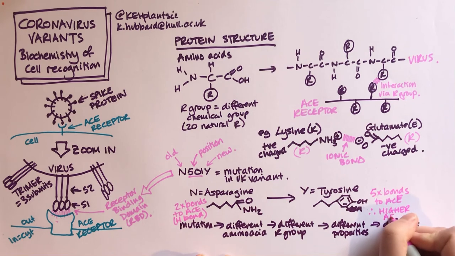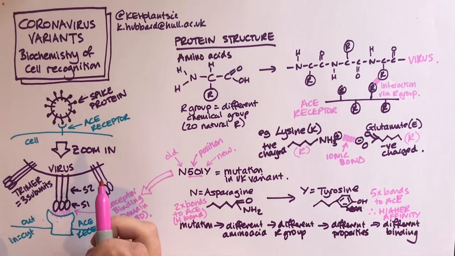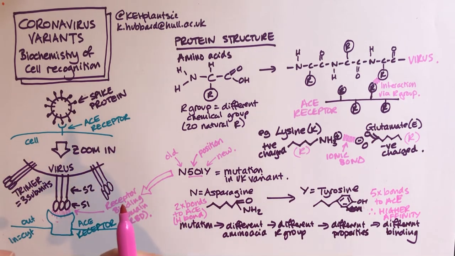So they've got a higher affinity for each other. Because of this different structure, we can make more bonds. That means that the bonds are stronger. So this interaction here, it's stickier. The S1 protein is more sticky. It sticks to the ACE receptor. If it's more sticky, there's more chance that the virus has got the time to bind to your cell, to get inside your cell and infect you.